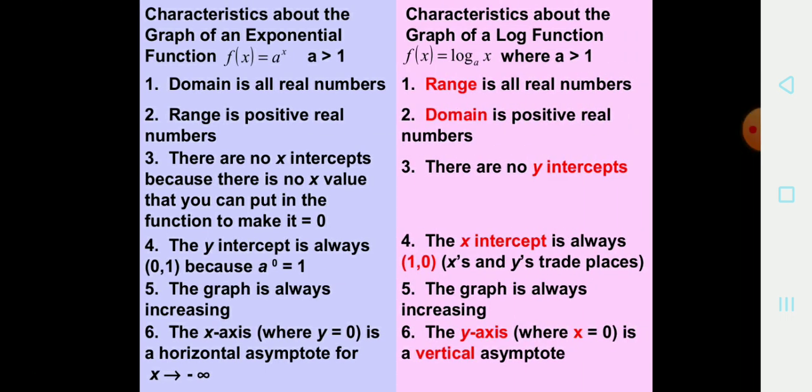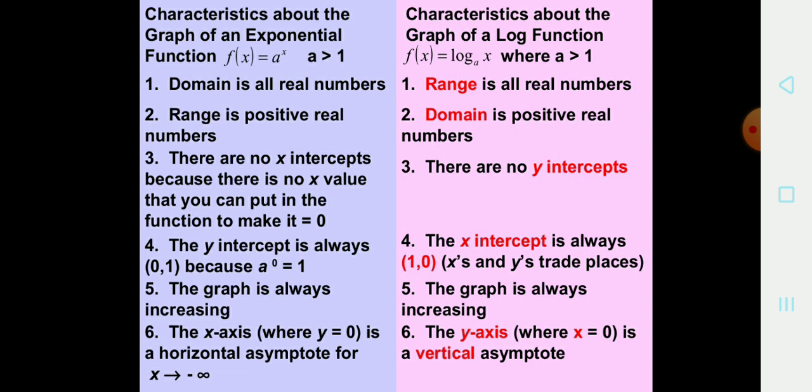Now the characteristics of the graph of exponential functions. If f of x equals a to the x where a is greater than 1, the domain is all real numbers and the range is positive numbers. There are no x-intercepts, because there are no x values you can put into the function to make it equal 0. The y-intercept is always 0, 1 because a to the 0 equals 1. The graph always increases. The asymptote where y equals 0 is a horizontal asymptote.